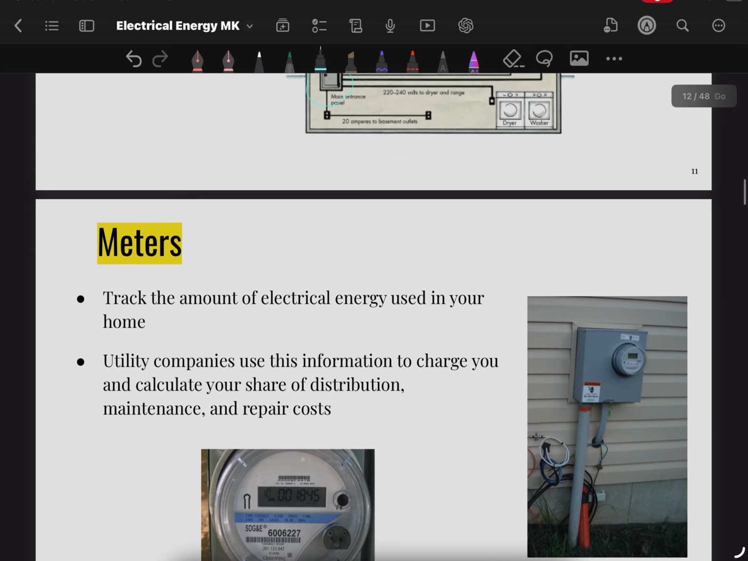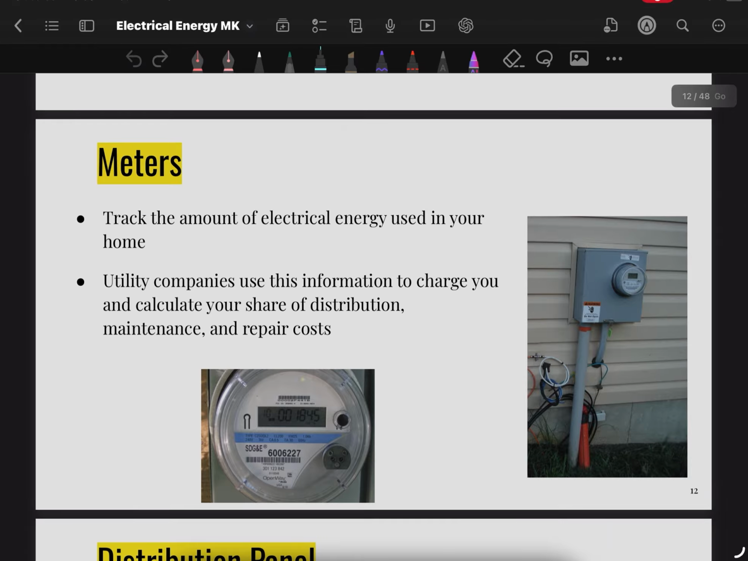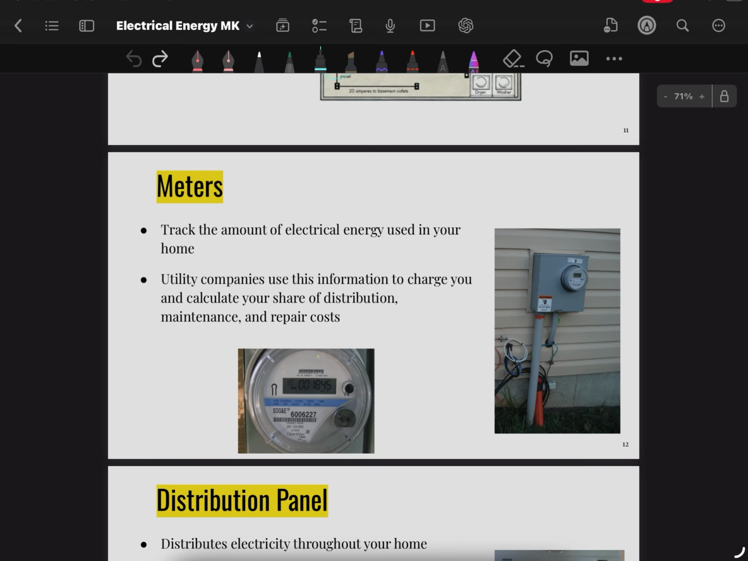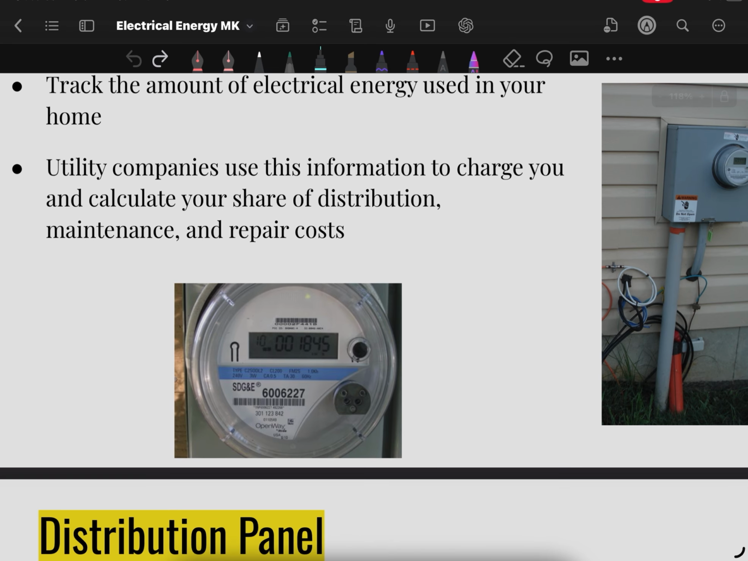So first, let's talk about meters. As I just mentioned, it tracks the amount of electrical energy used. Utility companies can use this information to charge you and calculate your share of distribution, maintenance, and repair costs. If you go outside your home, you'll likely see one of these things. Me personally, I did not know what it meant until now. But it's very interesting because you can see how it's measured in kilos, and you can basically see your costs beforehand.